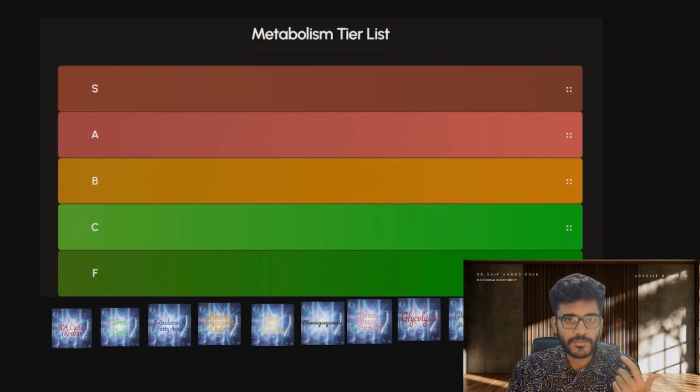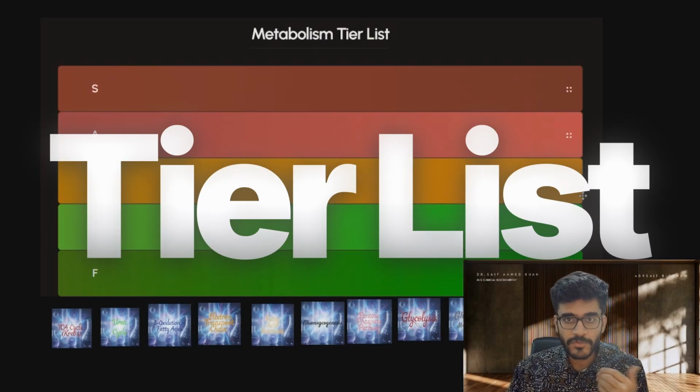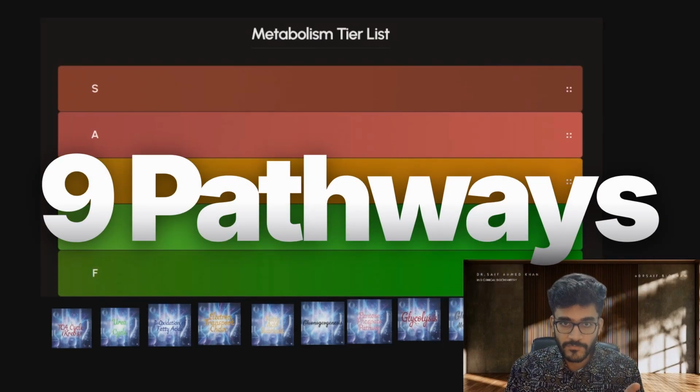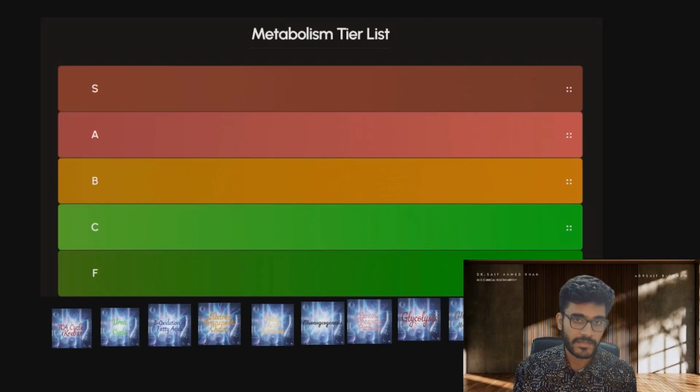So this is a new concept which I am exploring. It is the tier list concept. So I'm going to try to actually use this for ranking the various metabolic pathways. I've chosen 9 main metabolic pathways which we mostly study about. This is not an exhaustive list, of course. It's just 9 pathways, but I think since most of us are familiar with these pathways, it's appropriate to go with it.